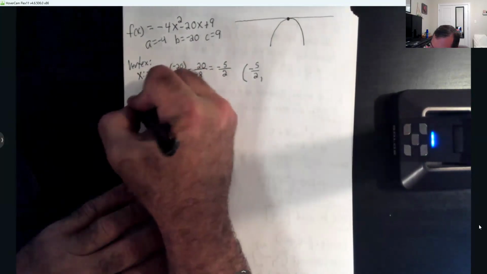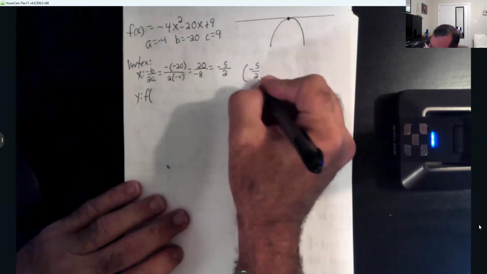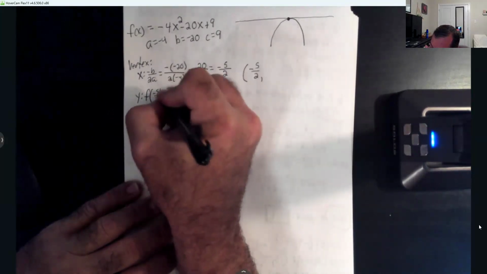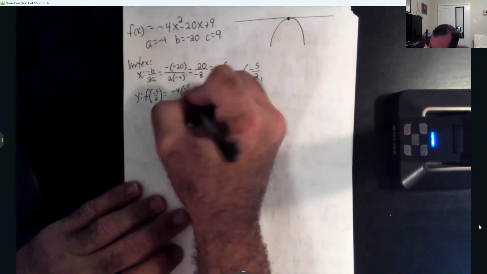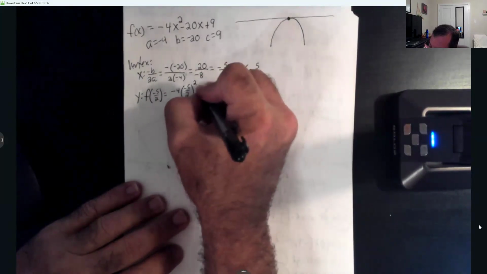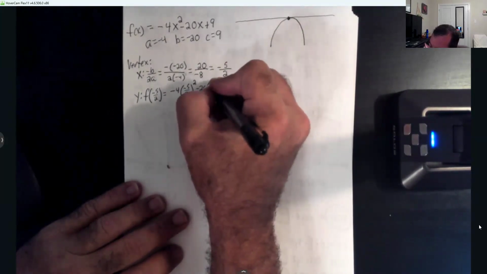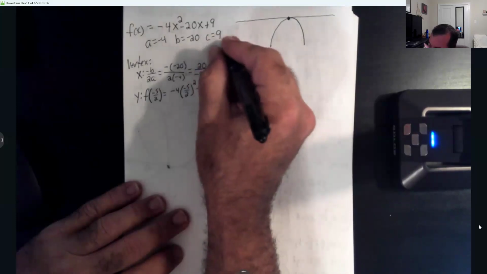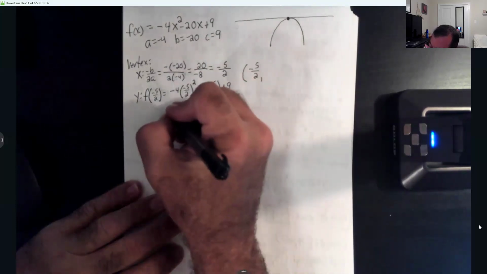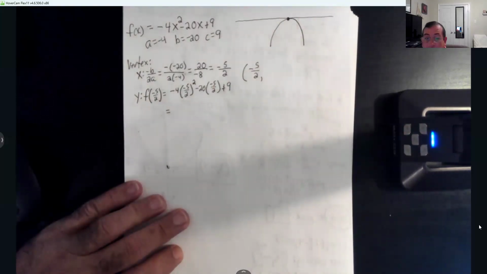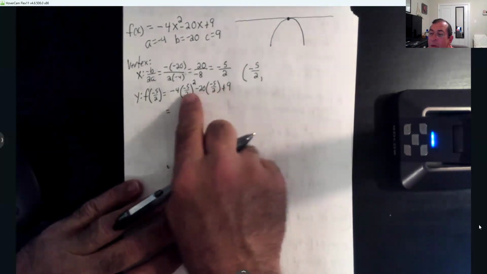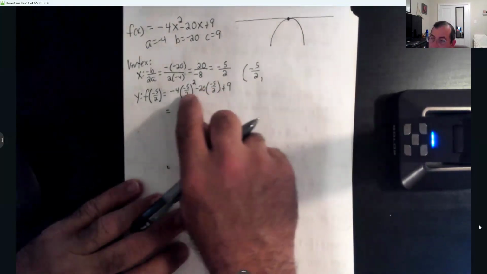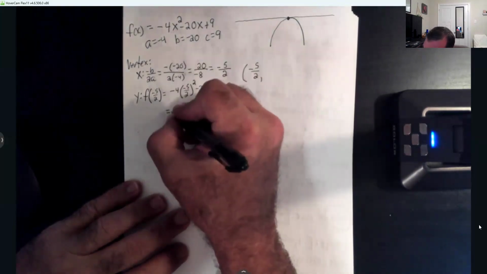All right, so now we got to get the y value. We're going to find f of negative 5 halves. That'll equal negative 4 times negative 5 halves squared minus 20 times negative 5 halves plus 9. So, if you don't like fractions, you can plug this right into your calculator, okay? And it would give you the answer. I'm actually going to work it by hand.